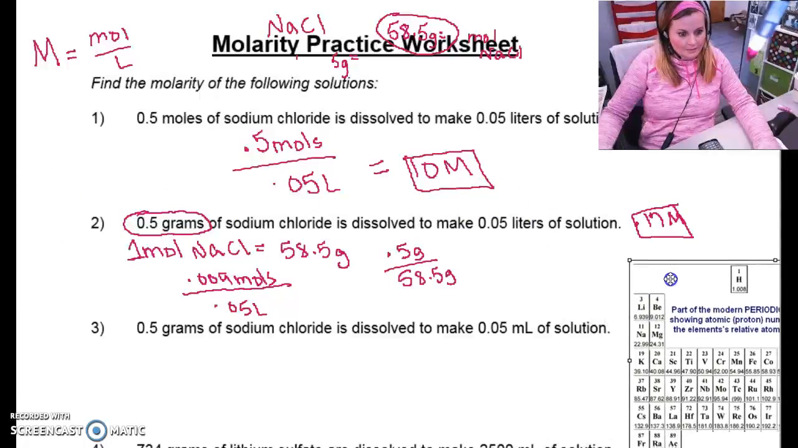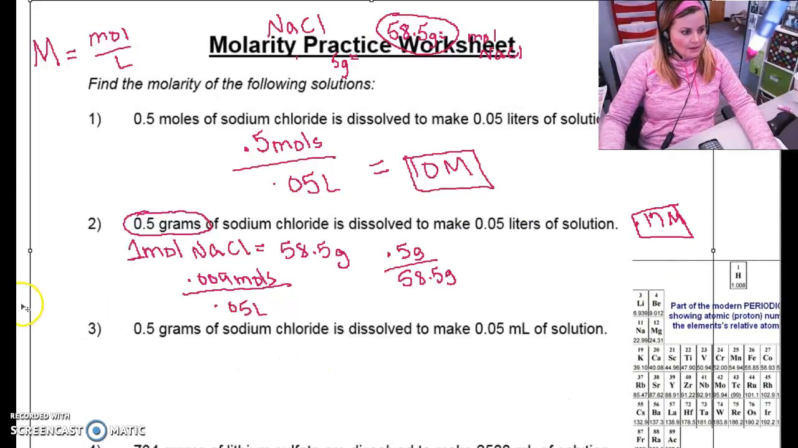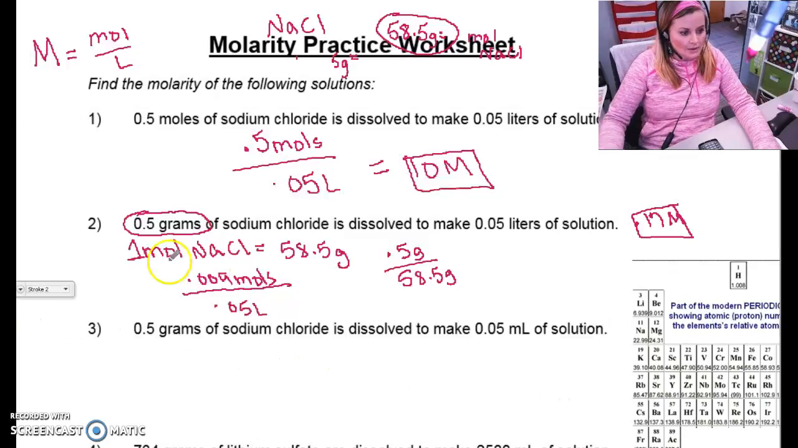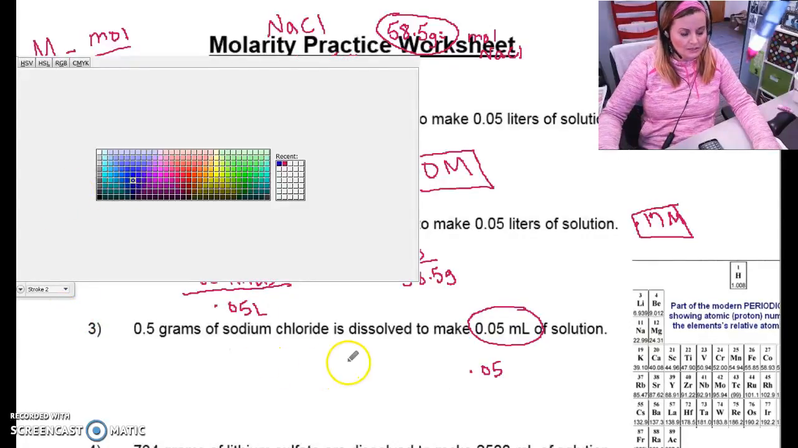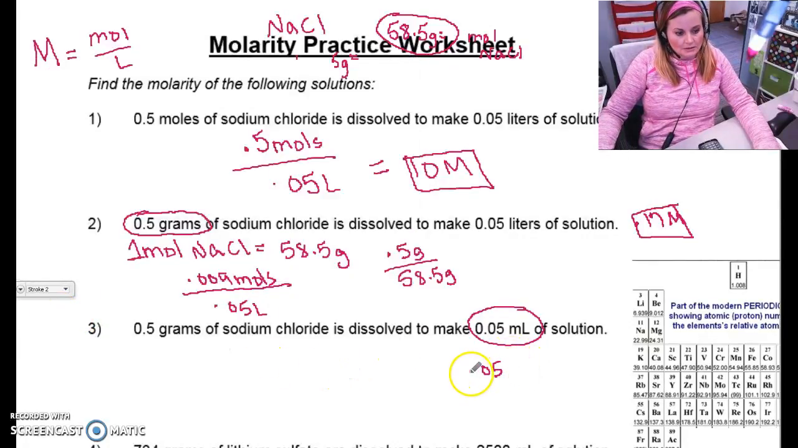Now with this last one, you've got to be kind of careful, because it's asking about the same thing, but it gives you milliliters instead of liters. And remember that a milliliter is actually 1/1000th of a liter. So to convert this to liters, we need to divide by 1,000. 0.05 divided by 1,000 is the same as moving the decimal point 3 places to the right. So 1, 2, 3.